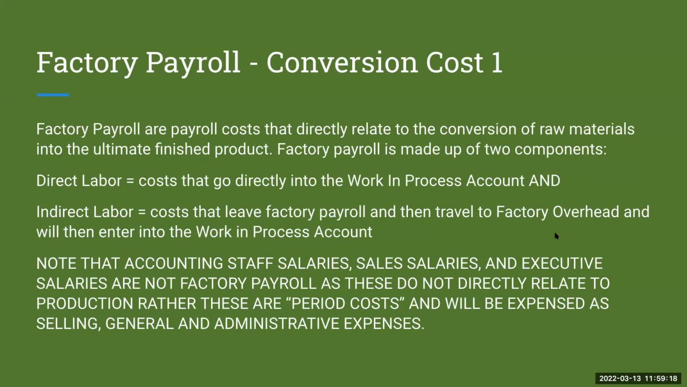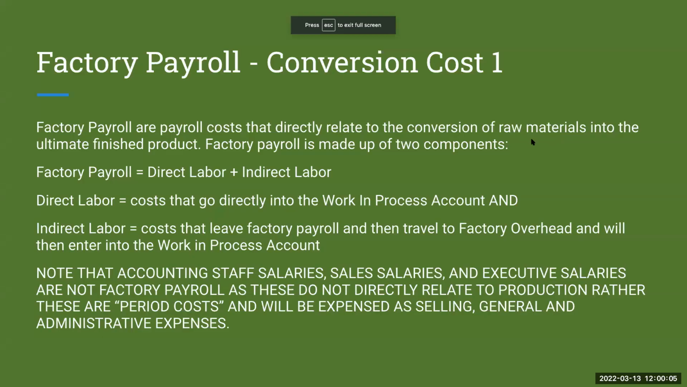Factory payroll, which I call conversion cost number 1, are payroll costs that directly relate to the conversion of raw materials into the ultimate finished product. Factory payroll is made up of 2 components. So the total factory payroll has to equal the direct labor plus the indirect labor. In fact, that point was so important, I wrote it over here.